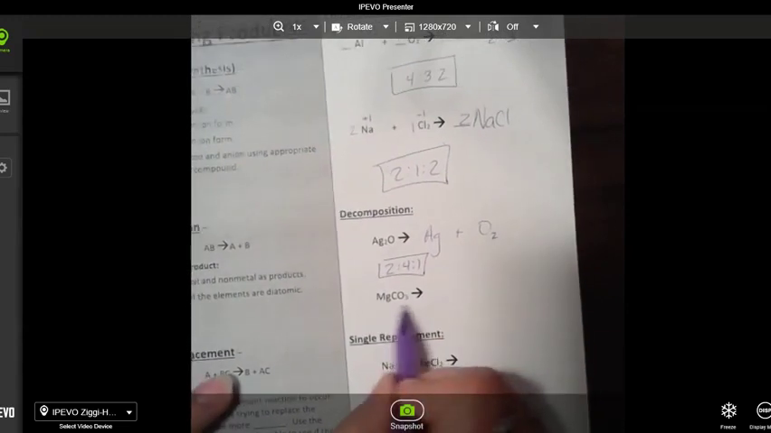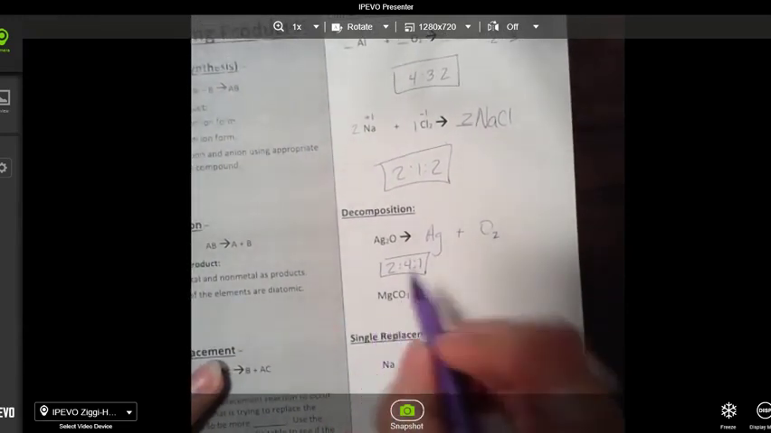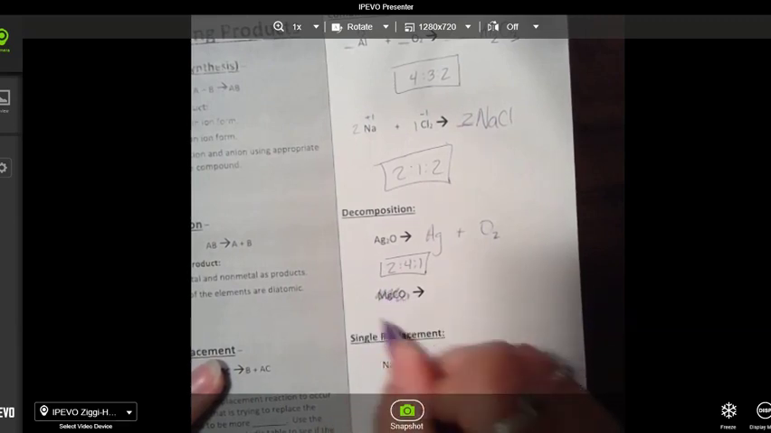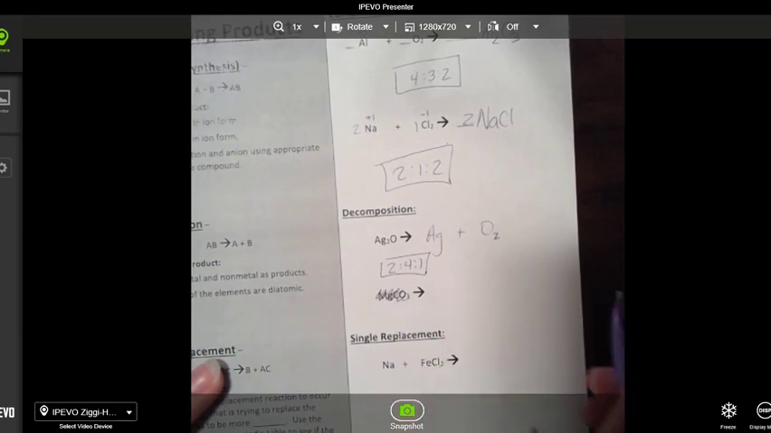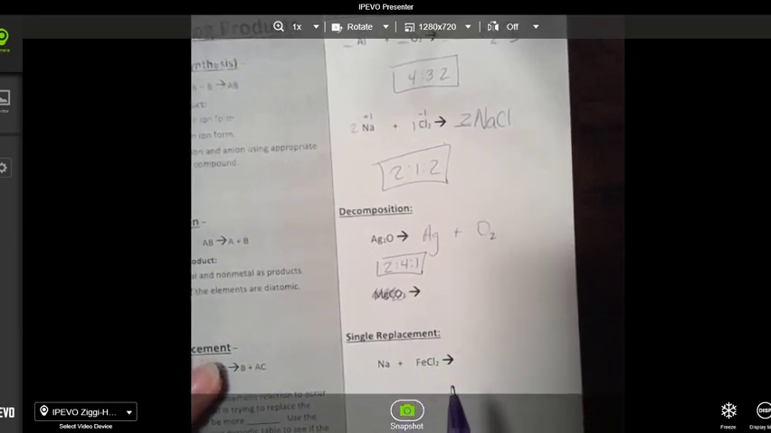All right, now this one is a little bit different. This one is a little bit tough. So we're actually going to scratch this one out and skip it, because magnesium carbonate is going to break up into more than just two products. I don't expect you guys to know how to do that, and I'm never going to ask you to do that on a quiz or a test.